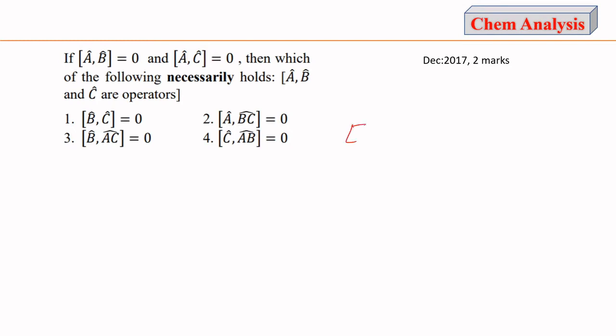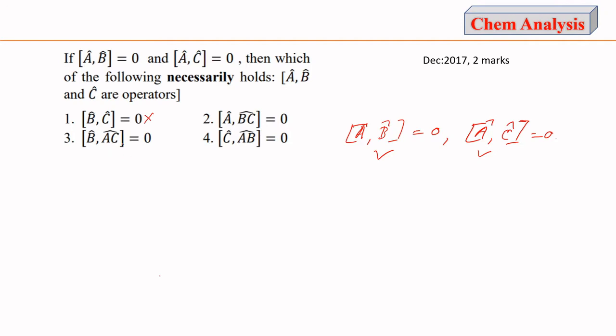Now it is given that commutator of A and B is equal to 0 and commutator of A and C is also equal to 0. Now from these two conditions we have to see which among these four options is possible. Now we can easily say that commutator of B and C is not 0 from these two conditions. So option A is not correct.